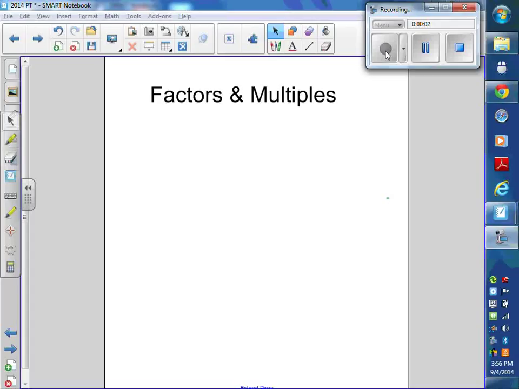All right, we're going to do a quick review of factors and multiples. You learned about these last year, but we haven't talked about both of these terms this year. So just quick review. A factor is a number that divides evenly into a second whole number.